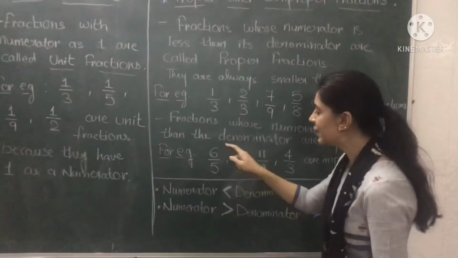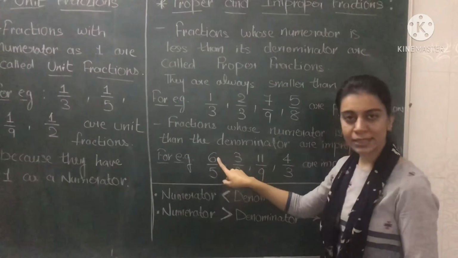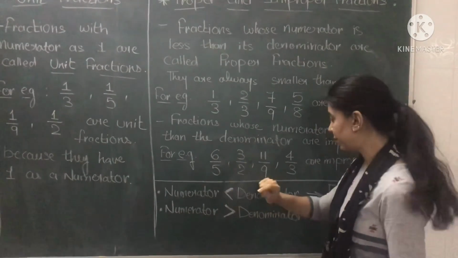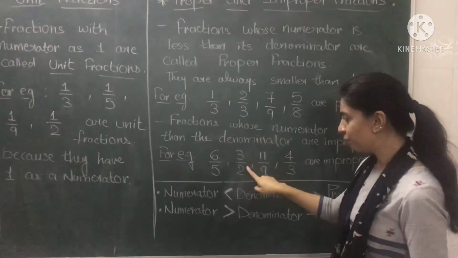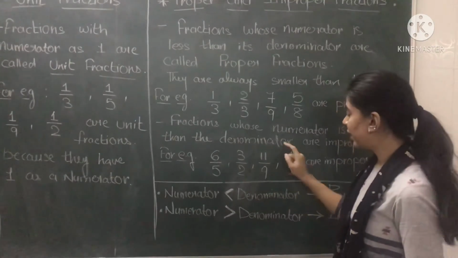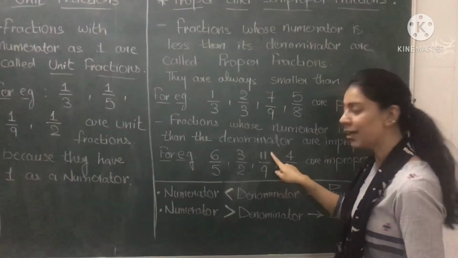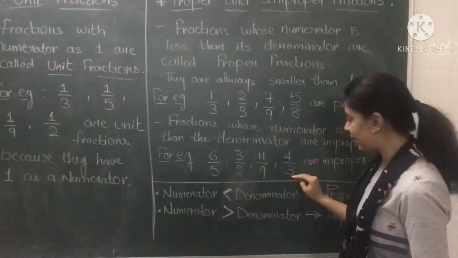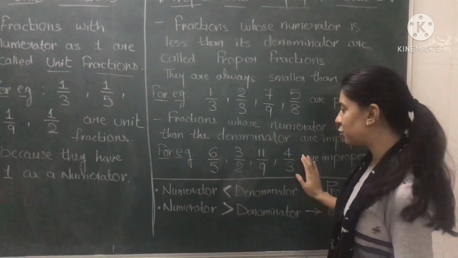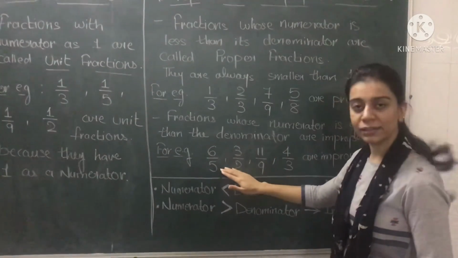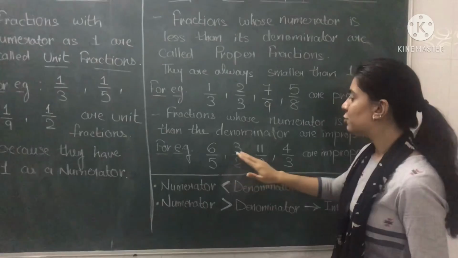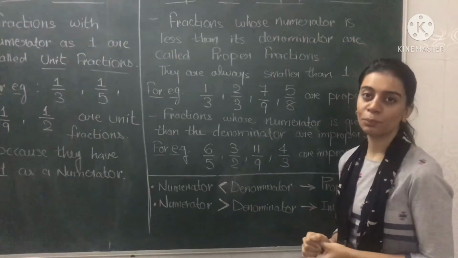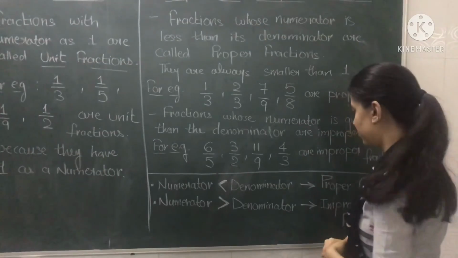For example, 6 by 5. Now 6 is greater than 5, so the numerator here is greater than its denominator. Similarly, 3 by 2, 3 is greater than 2. 11 by 9, 11 is greater than 9. 4 by 3, 4 is greater than 3. In all of these fractions, the numerators are greater than the denominators. So such fractions whose numerator is greater than its denominator are called improper fractions.